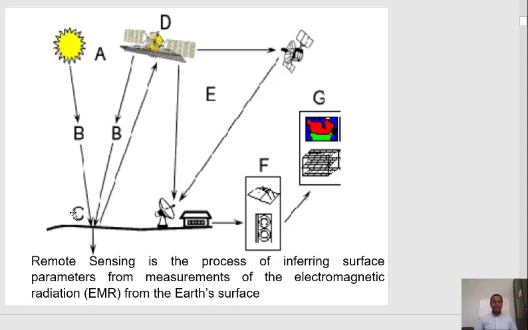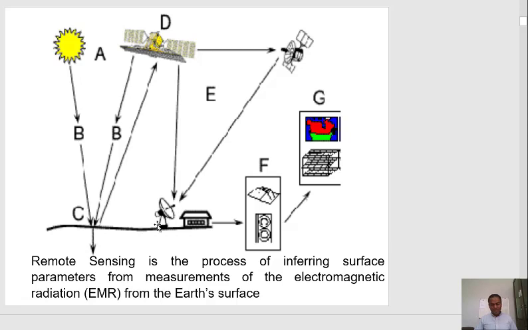The reflected energy will be sensed by the satellite sensor. There are also other satellites which may send signals to Earth objects, but in passive remote sensing, we follow this path. The reflected signal from Earth's objects is sensed by the satellite sensor to be recorded and measured. This recorded and measured signal will be sent to the ground receiving station for further processing, or it may be sent to another satellite for further processing.